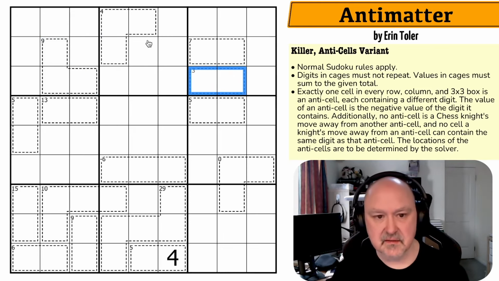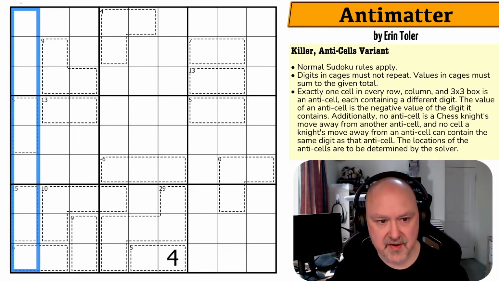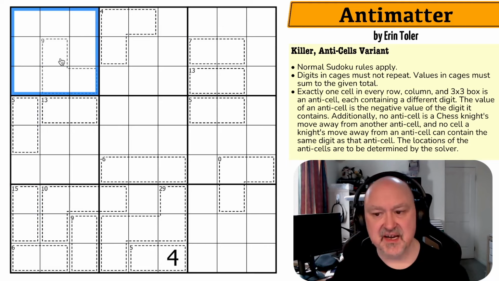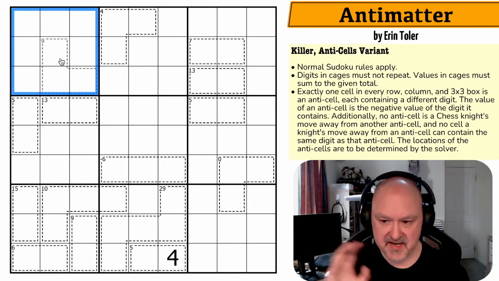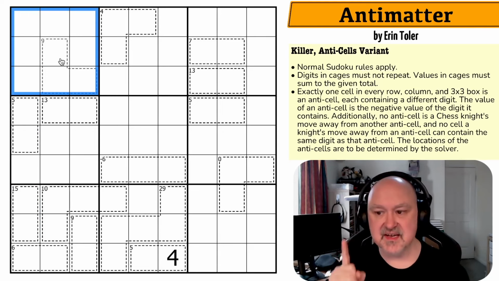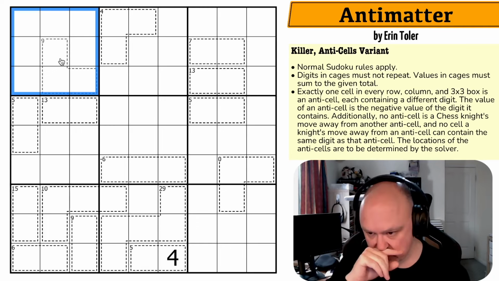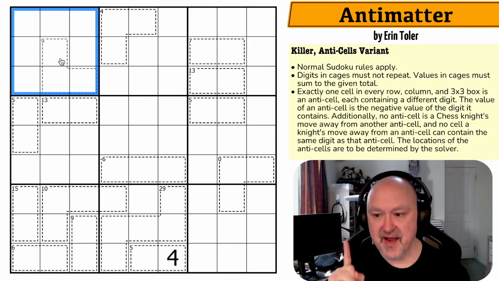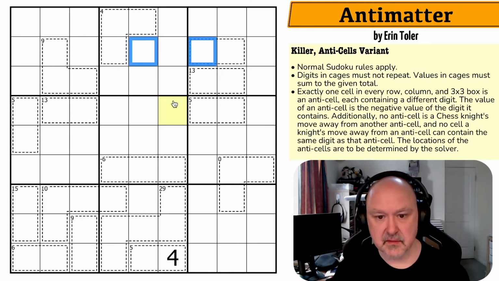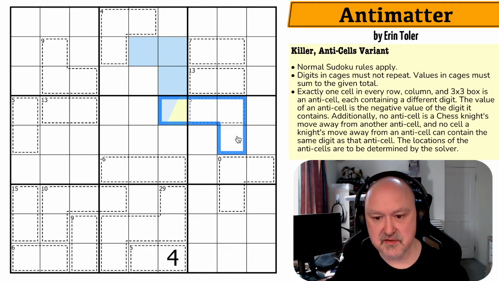Now, exactly 1 cell in every row, 1 cell in every column, and 1 cell in every 3x3 box is an anti-cell, each containing a different digit. So there'll be 1 anti-cell 1, 1 anti-cell 2, 1 anti-cell 3, all the way up to 1 anti-cell 9. The value of an anti-cell is the negative value of the digit it contains. So an anti-cell 1 is worth -1, an anti-cell 2 is worth -2, for example, and so on. Additionally, no anti-cell is a chess knight's move away from another anti-cell. So if this was an anti-cell, then we couldn't put an anti-cell anywhere that is this shape away from this cell. And the shape can be rotated in any direction. So this one couldn't be, because that's a rotation of the same shape. So two and an L shape, basically. You cannot have two anti-cells that shape away from each other.